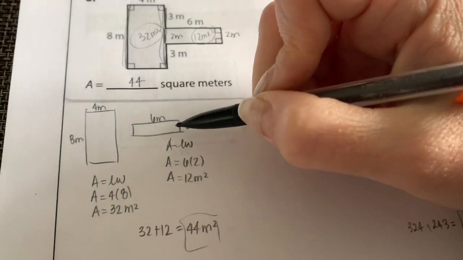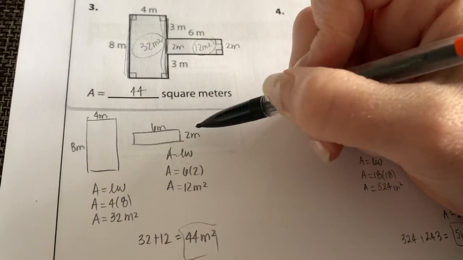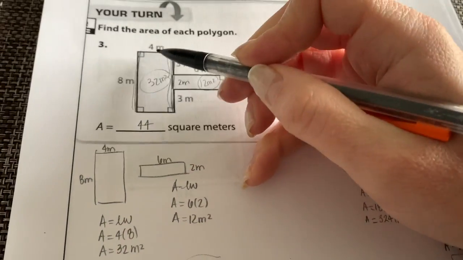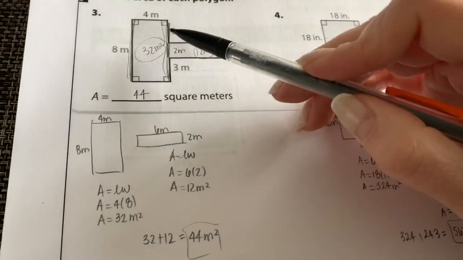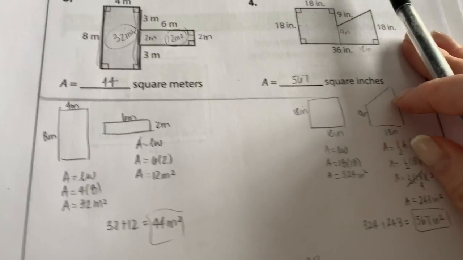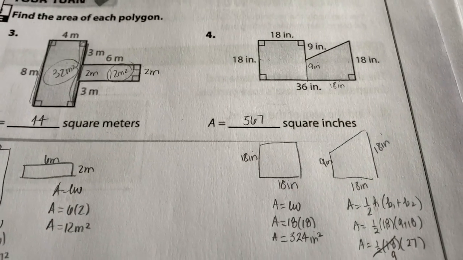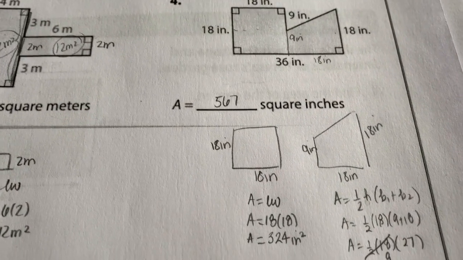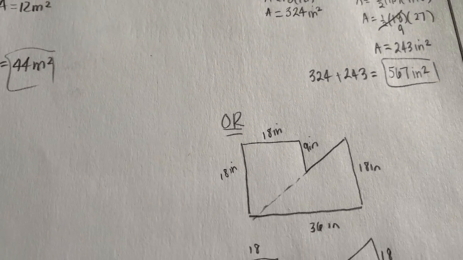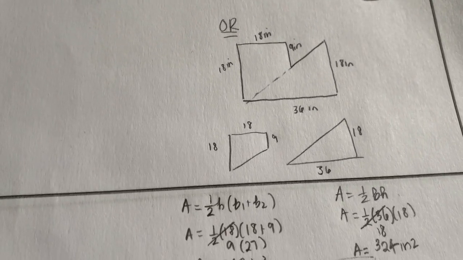Okay, so I redrew my 2 shapes separately and labeled them. 2 times 6 gives me 12, and then the 8 times 4 gives me 32. Adding them together, I got 44. Hopefully everyone got that one. This one was a little trickier. There's 2 different ways, the way that I showed you, which is slightly easier. You also could have looked at this as a trapezoid and a triangle. You will get the same answer either way.